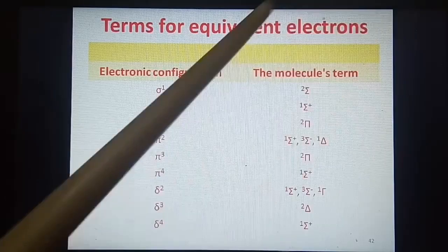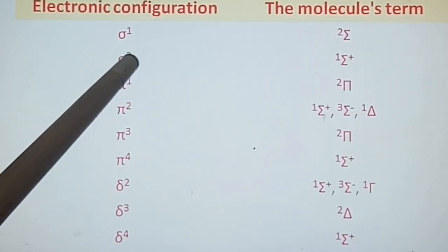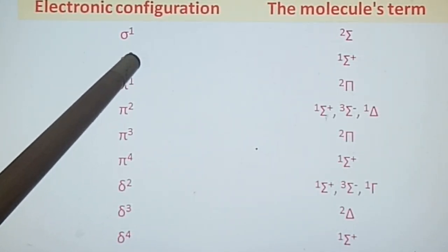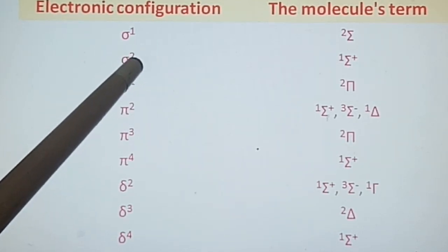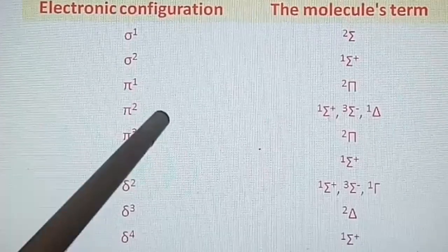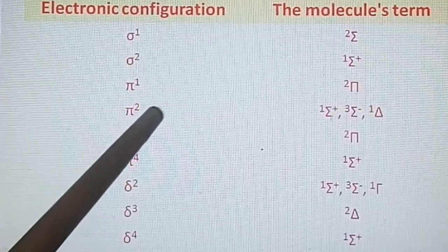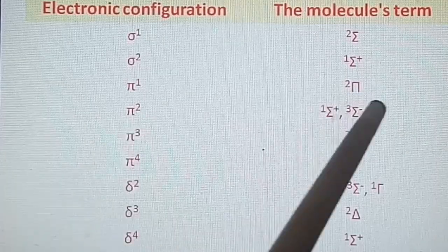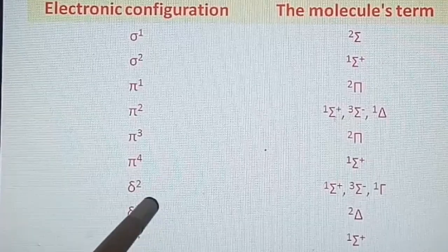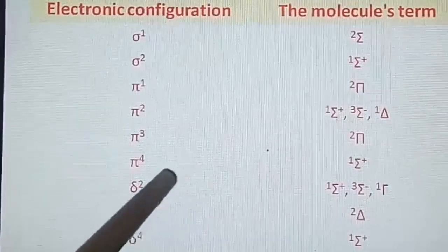Terms for equivalent electrons. If this is the sigma 1, this is the sigma 2. If the two electrons are in sigma orbitals of equal energy, then the term symbol will be there. Here is pi 1, pi 2. If the two electrons are present in two pi orbitals having the same energy, this is the term symbol. Delta is also given here, but we have not discussed it in our discussion.